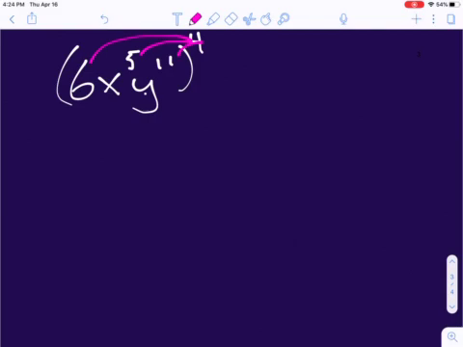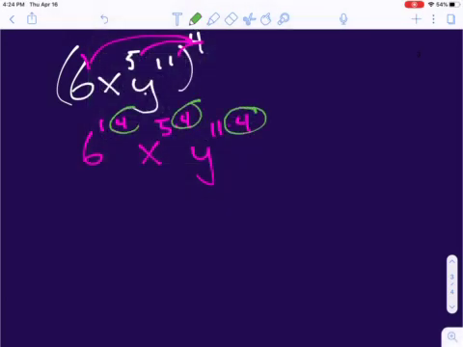The 6, remember, my exponent would be 1. My x is to the 5th, and my y is to the 11th. So these are the different things I have going on. So I'm going to have 6 to the 1 times 4 power. I'm going to have x to the 5 times 4 power. Sorry, I kind of made that hard to see. And then you have y to the 11 times 4 power. Do you see the pattern here? In all of these, we're multiplying each of them by 4. So this whole thing without the 4's is this original monomial, and then you multiply everything by 4.